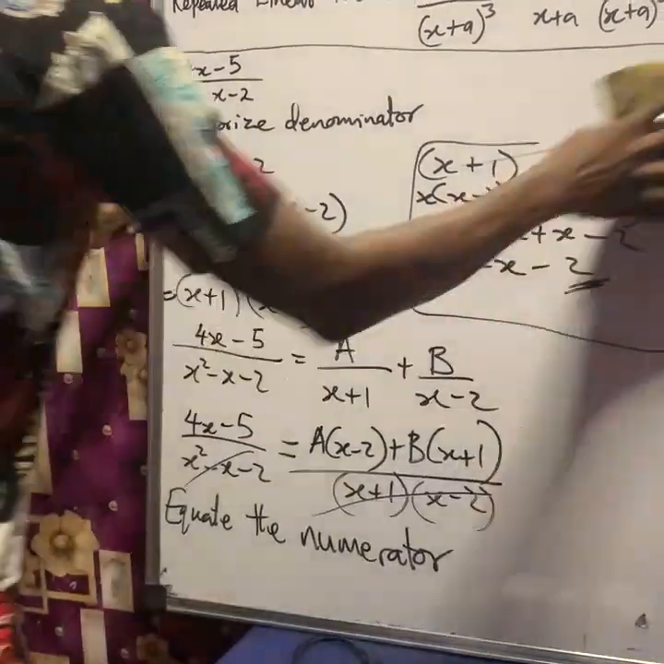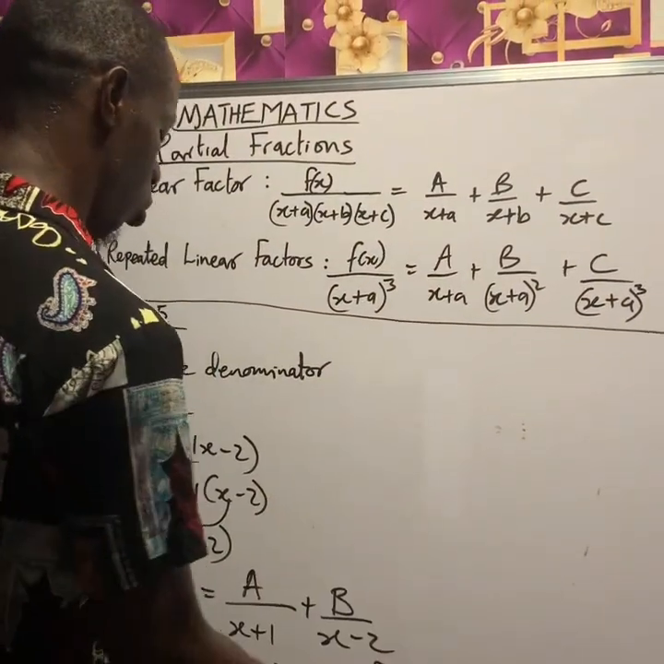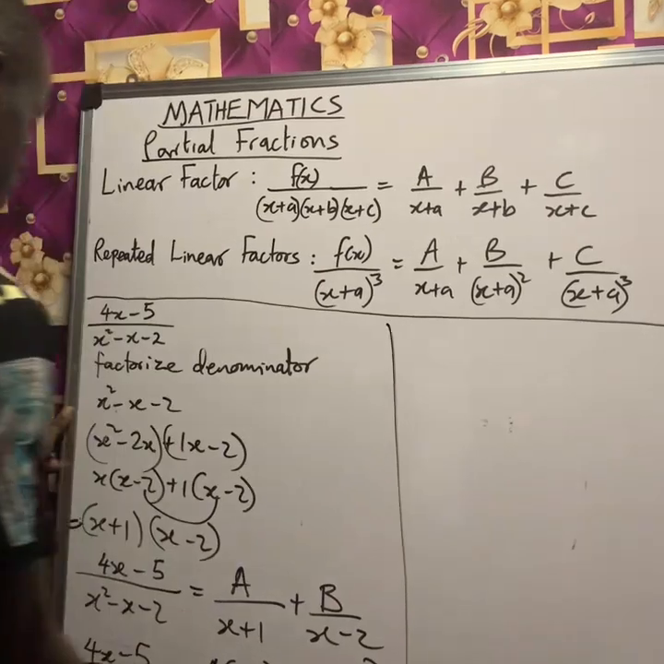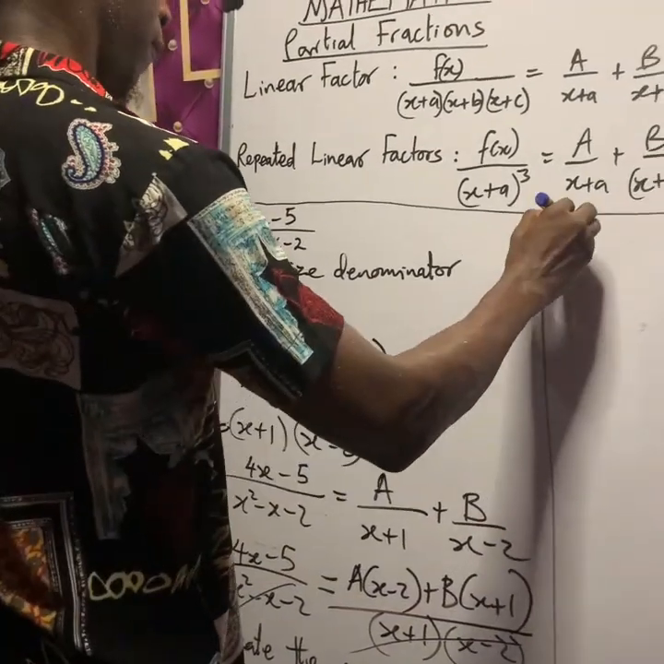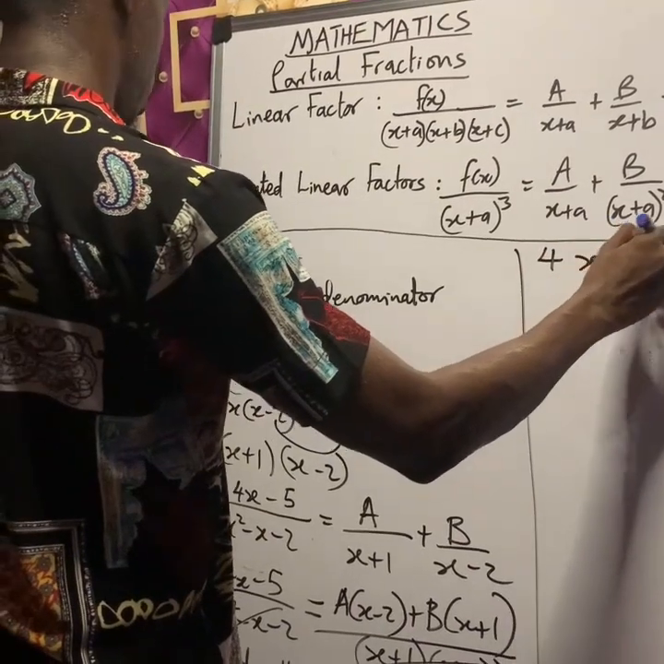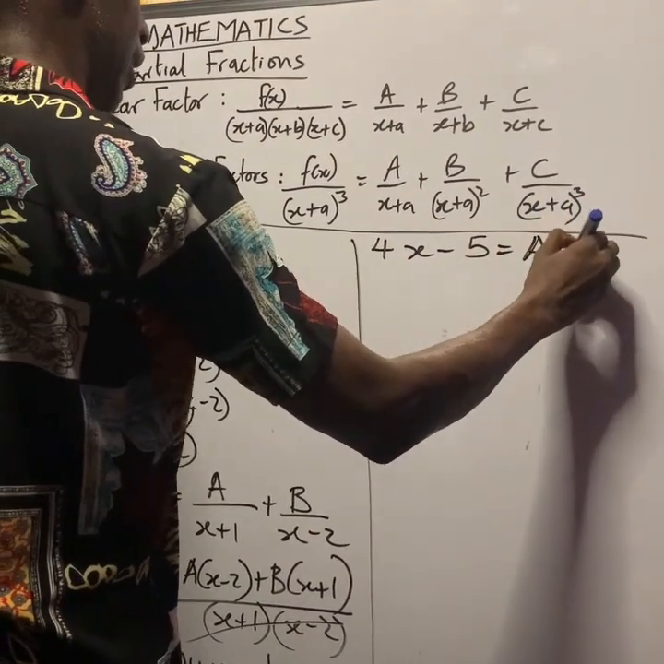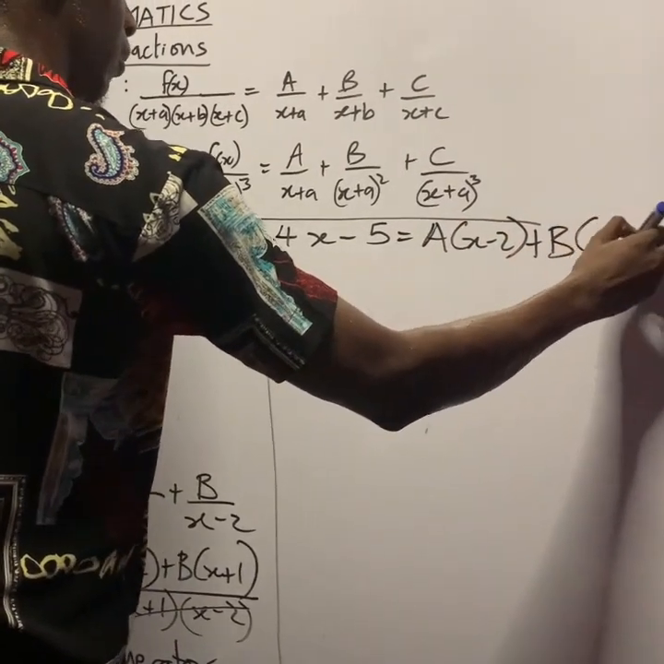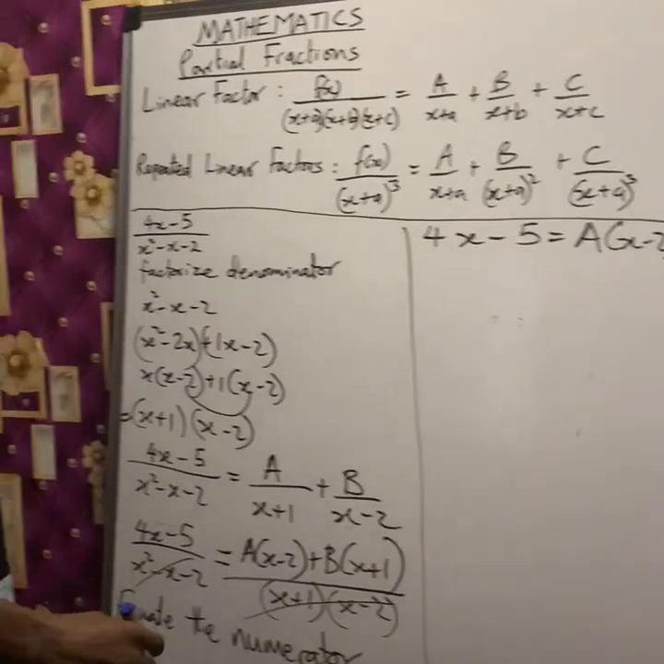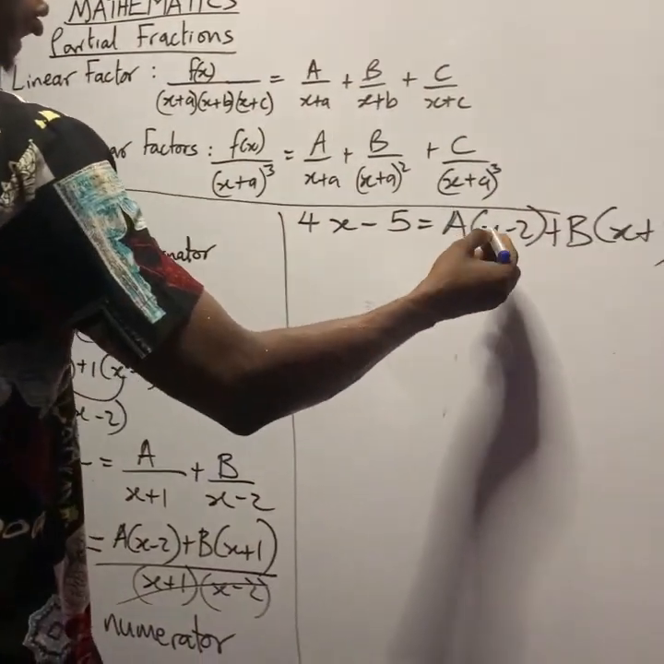Equate the numerator. So since we have to equate the numerator, we have 4x minus 5 is equal to a open bracket x minus 2 plus b open bracket x plus 1. Now, to remove this, we are going to use what?